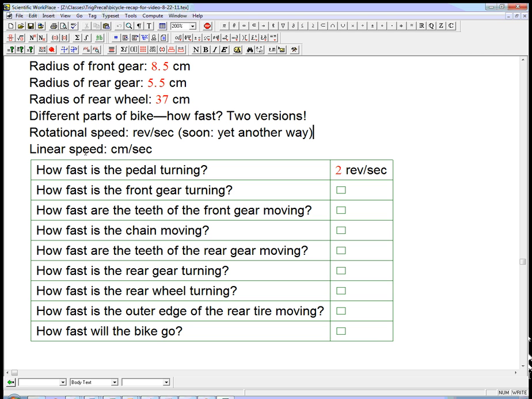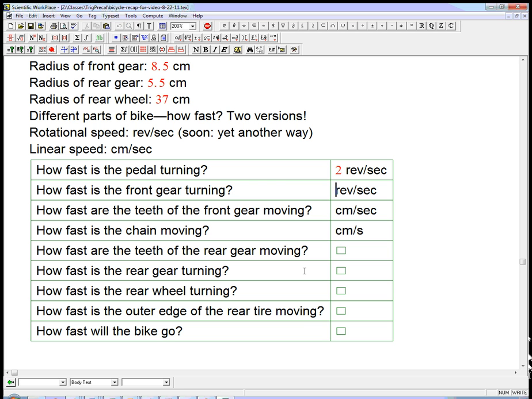But then there's also, if I have a specific point that I'm interested in on some object that's rotating, like the pedal or like the teeth of a gear, then I can actually think about, okay, that's just a point moving in space. How many centimeters per second is it going? So when I say turning here, I'm trying to suggest turning, how fast is it turning? That's going to be in terms of revolutions per second. So I'm going to write in the units right now. Moving, that's supposed to suggest linear motion. So that's going to be, for us, centimeters per second.